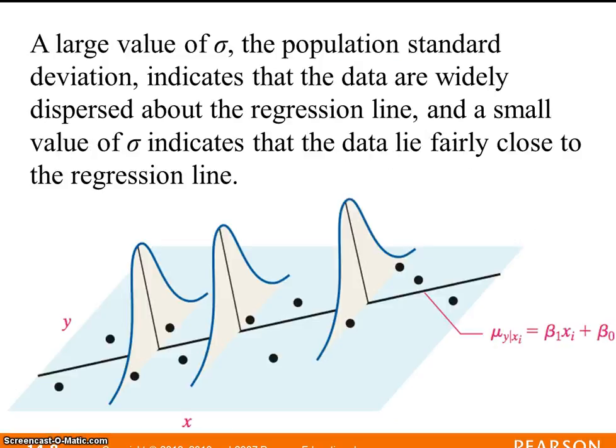So to help you visualize this, a large value of sigma, the population standard deviation, indicates that the data are widely dispersed. Remember, sigma is a measure of how dispersed the data is. So this would be your regression line here. But again, since we're dealing with a probabilistic model, it's possible that the regression line could really be off this line by a little bit. So this would be the ideal line, but it could be off. And a small value of sigma indicates the data are fairly close to the actual regression line.